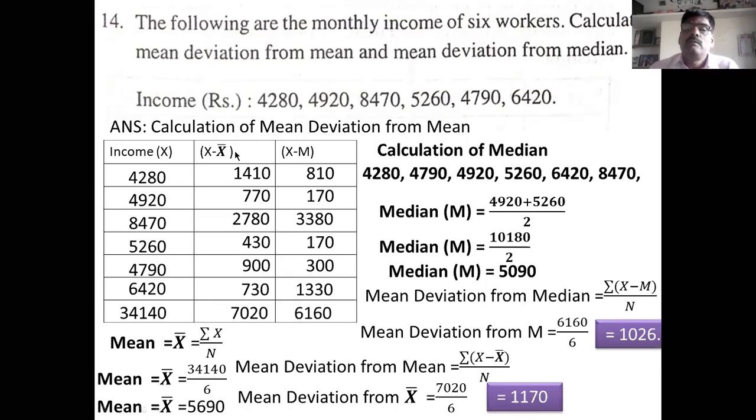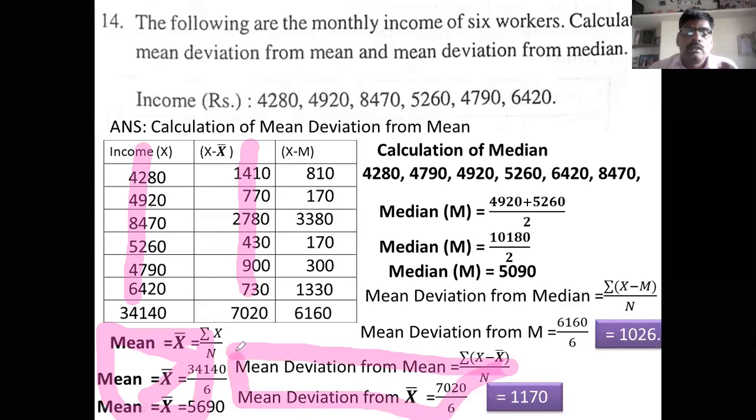First, I calculated mean deviation from mean. You see this, this is the x column. First you have to calculate mean. After calculating the mean, you calculate the difference between x value and mean value. Then apply the equation. This is the mean deviation equation. This is called mean deviation from mean.